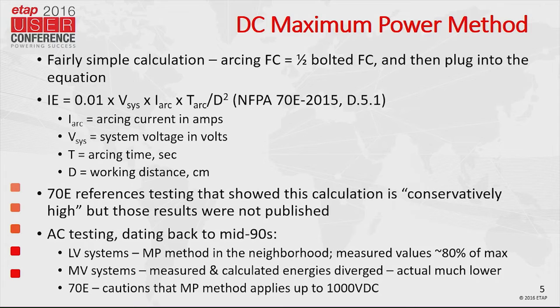One of the highlights from that: for low voltage systems, 480 volt or 600 volt AC, there was fairly good agreement between the Lee calculation and the measured results. At medium voltage, things diverged quite a bit. We get a long way away from that maximum power transfer condition, and that's at least one of the reasons why 70E says that the maximum power method only applies up to 1,000 volt DC.